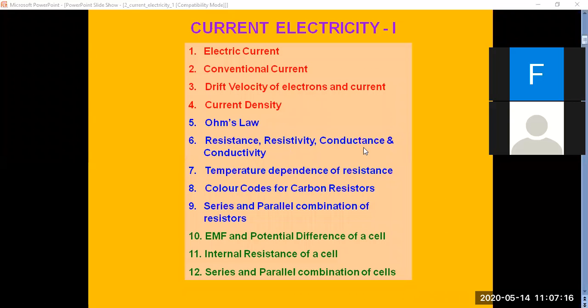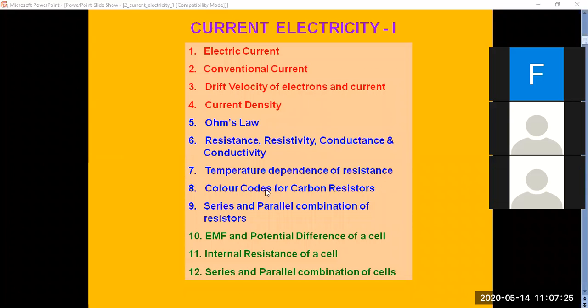All these questions can be asked for 2 marks. Then we are going to see how resistance depends on temperature. After that, we are going to learn about color codes. This is an interesting topic. Then we are going to learn about series and parallel combinations of resistors. We're going to learn about EMF and potential difference of a cell. Then we'll see what the internal resistance of a cell is, and series and parallel combinations of cells. These are the topics we're going to cover in this chapter.